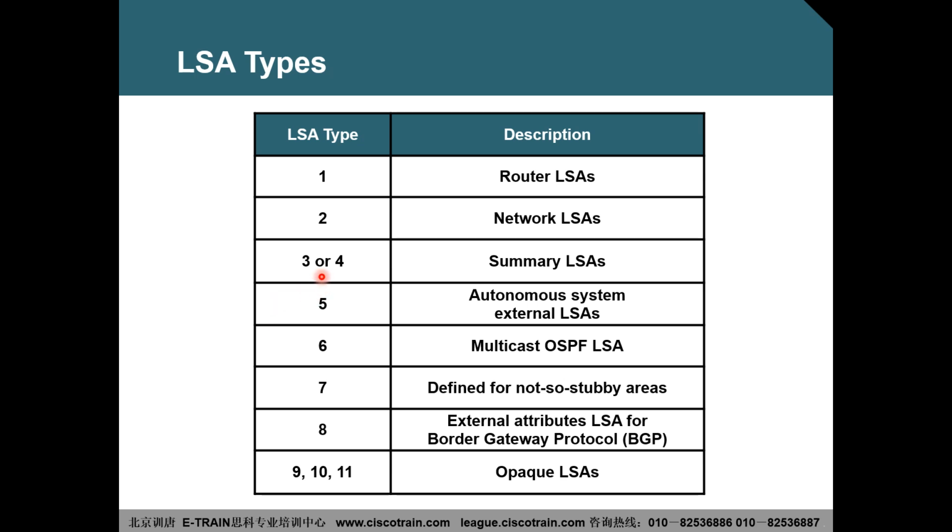So what happens is when you redistribute, the external network will start coming inside OSPF. That external network is not OSPF's own network. It is coming from some other source. Now this external network that is coming from another autonomous system, those networks are advertised inside OSPF as type 5.